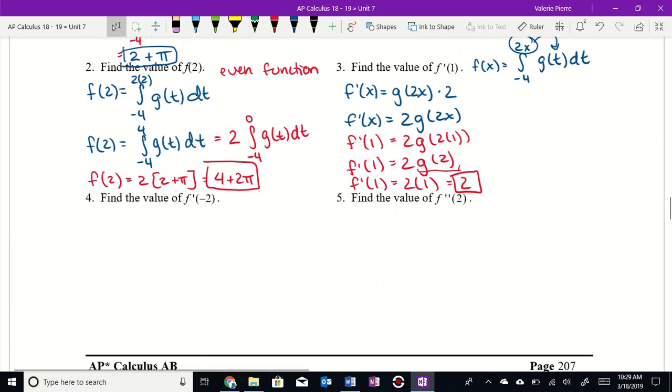I want you to attempt number 4. Try to find what f prime of -2 is. And I'm going to do number 5 for you.